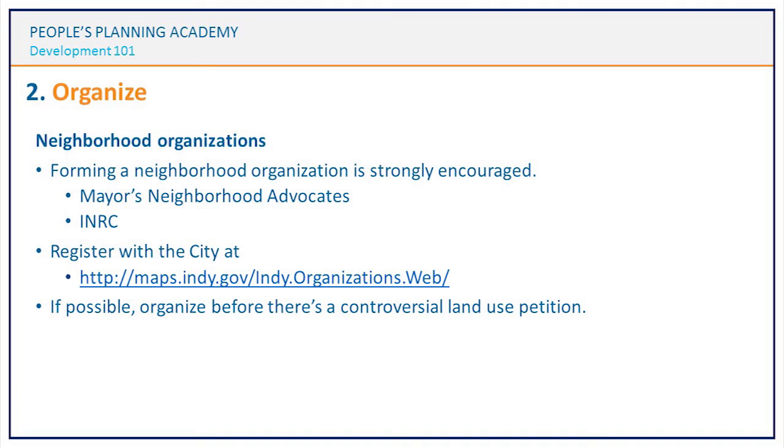Also, you can organize. Make sure your neighborhood group is registered in our system. Registered community organizations receive notifications for public hearings regarding rezonings, variances, special exceptions, a bunch of things happening in your community. So make sure you go to our website. Yeah, it's right there.